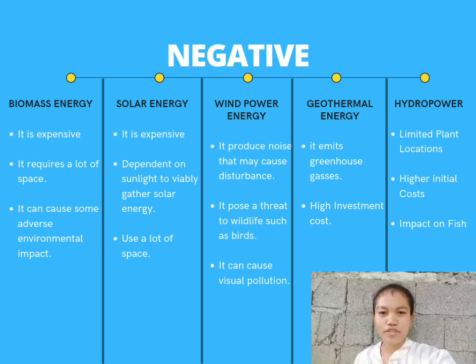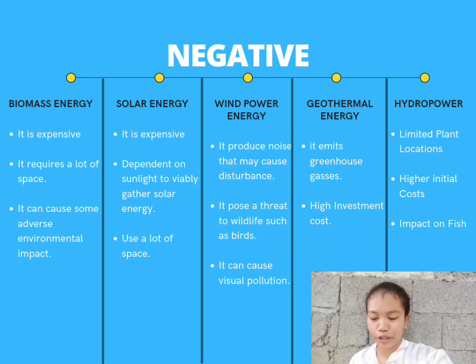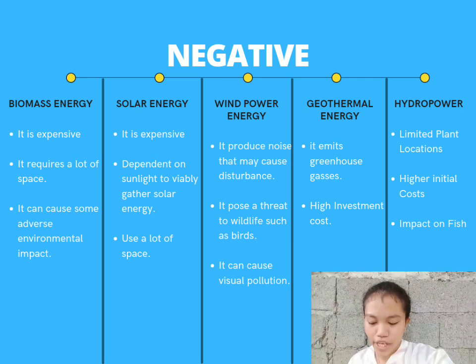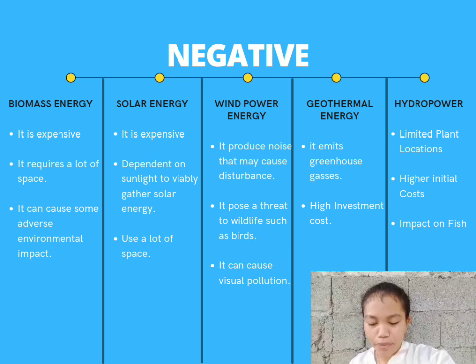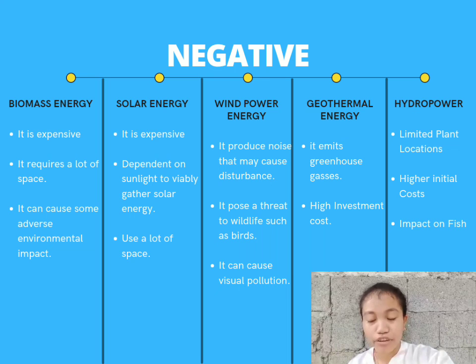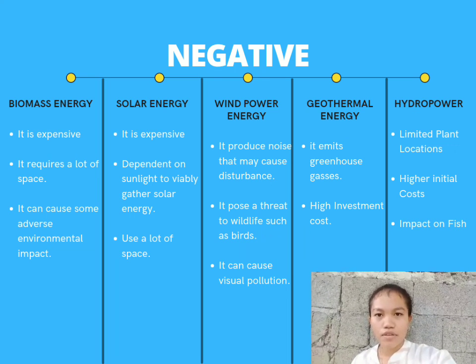The next one is solar energy. It is expensive, dependent on sunlight to variably gather solar energy, and uses a lot of space. Large utility-scale solar panels take up a lot of space, which can result in environmental degradation and habitat loss. Third one is wind power energy.